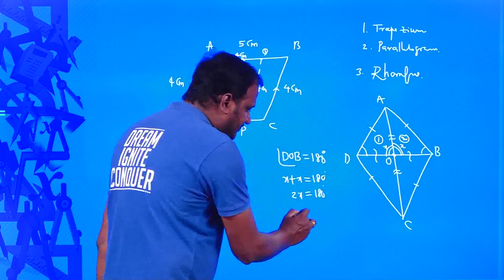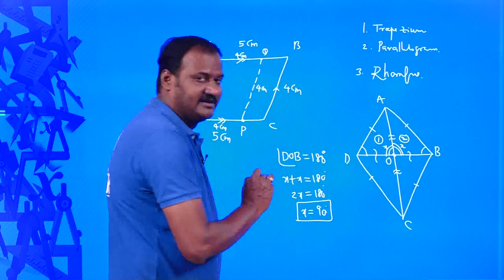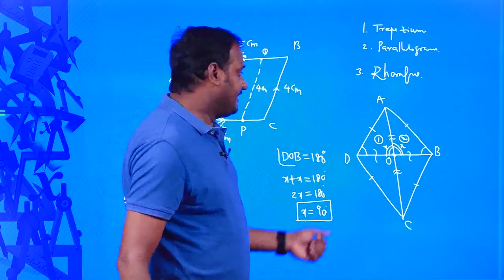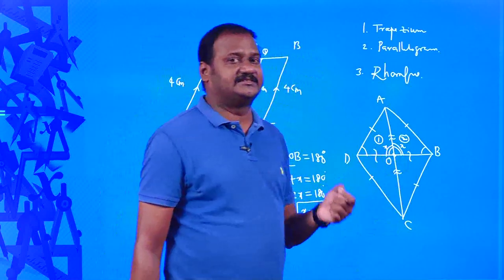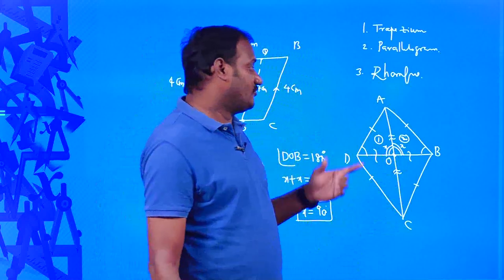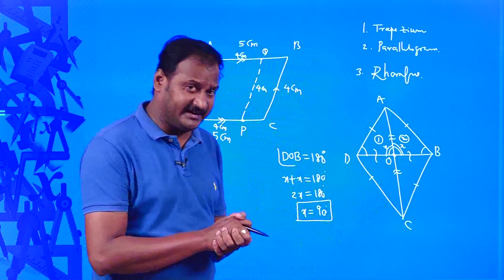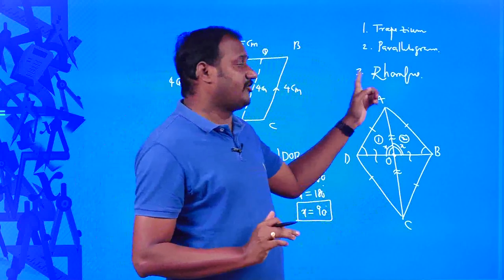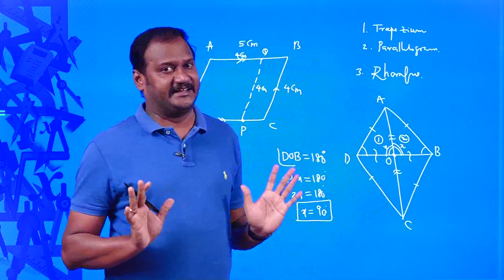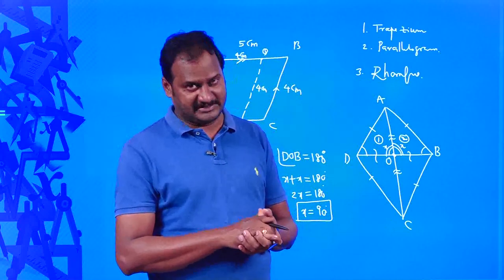2 into how much is equal to 180? 2 into 90 degrees is equal to 180 degrees. So, what does it mean? Here, each angle is equal to 90 degrees. So, here we understand one thing, that the angle between the diagonals of a rhombus is 90 degrees. That is a very, very important property regarding the diagonals of a rhombus.